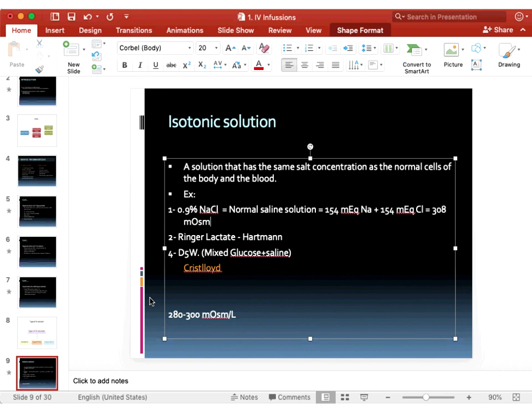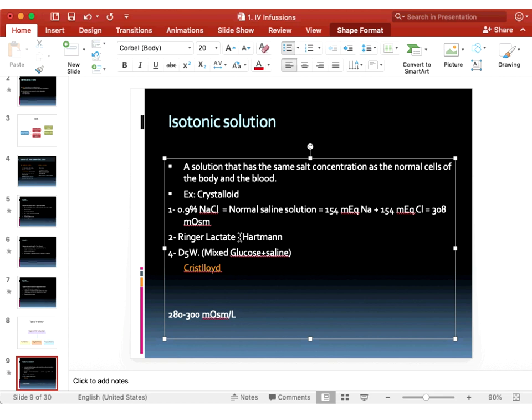All right? So normal saline solution is considered an isotonic solution, and it is one of the famous crystalloid solutions. They're called crystalloids. So we have these. We have Ringer lactate, which is also Hartmann. I'm going to make a difference here. Ringer lactate and Hartmann have a slight difference.